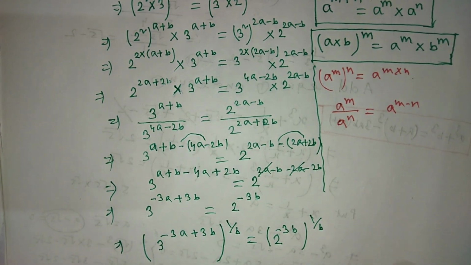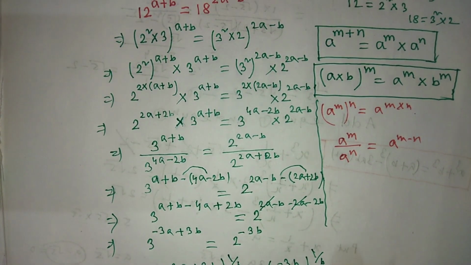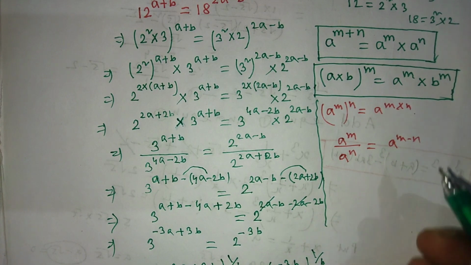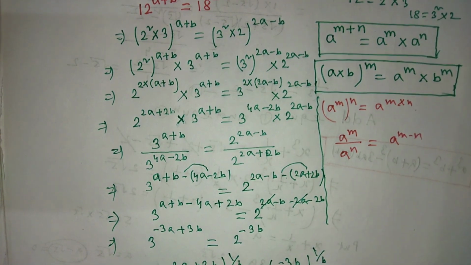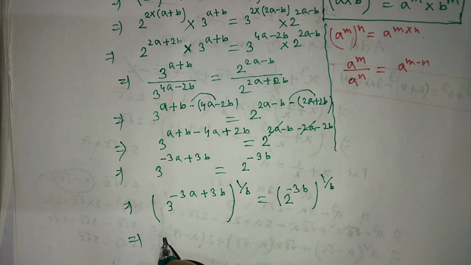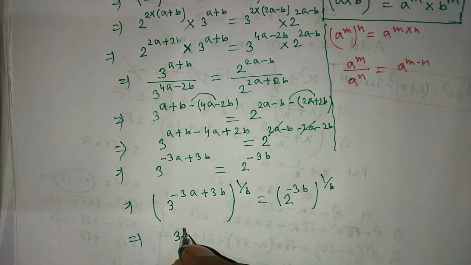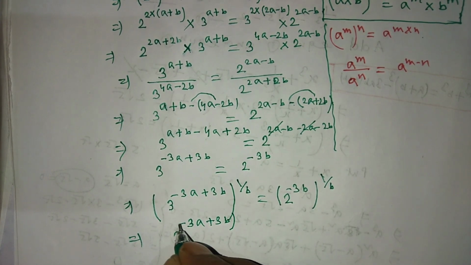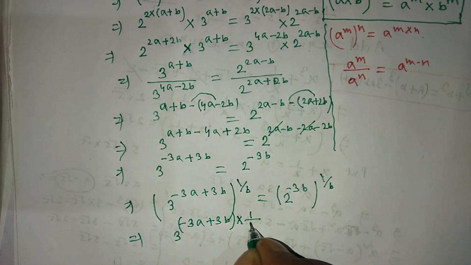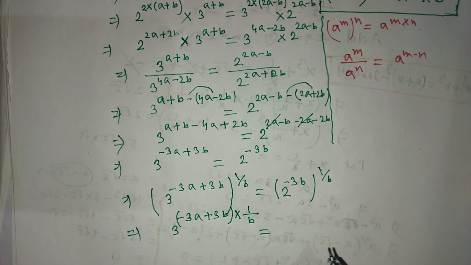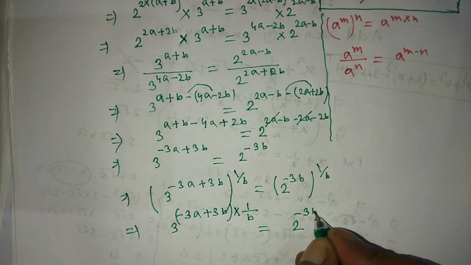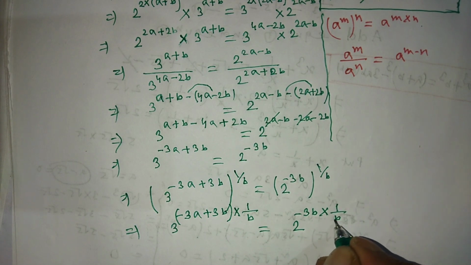So student, after that we have to apply this formula: a to the power m whole to the power n is equal to a to the power m into n. So this formula we have to apply on both sides. So on the left hand side we have to write in here 3 to the power minus 3a plus 3b into 1 by b is equal to, on the right hand side we have to write in here 2 to the power minus 3b into 1 by b.